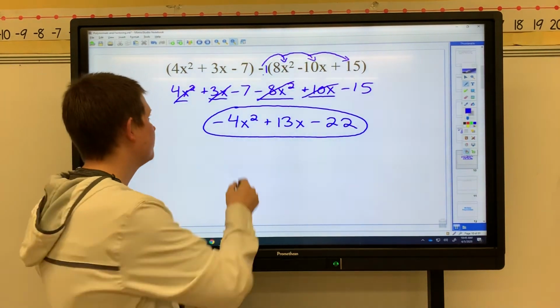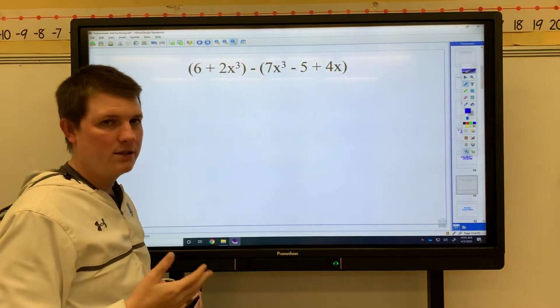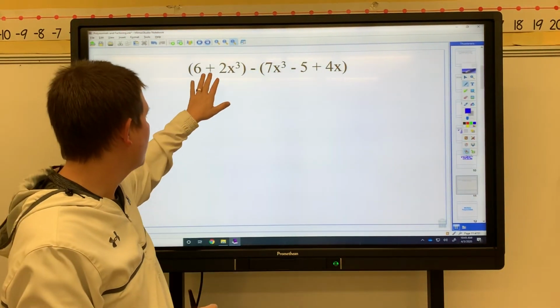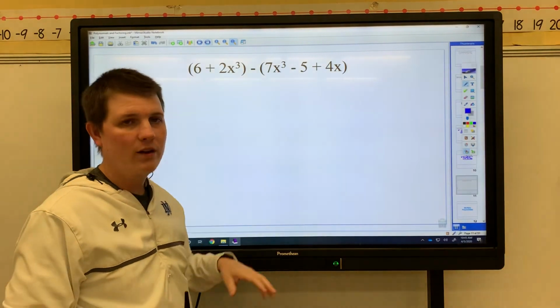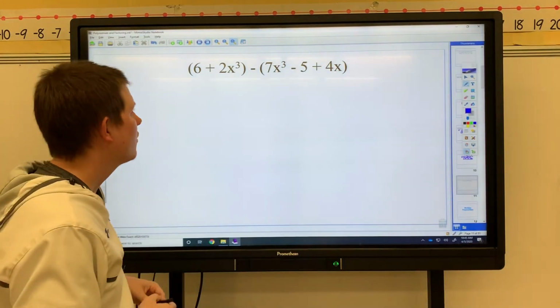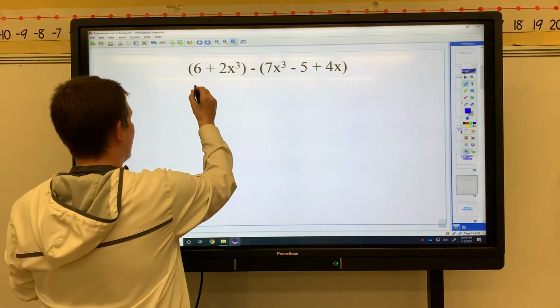Let's do one more example. Once again, this is a subtraction problem. I'm subtracting a binomial minus a trinomial, that's fine. We're going to do it the same way. Remember, we keep the first term the same. Drop it down.